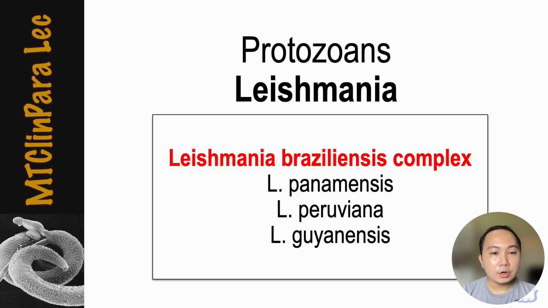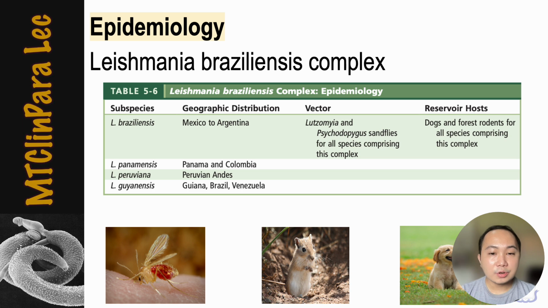Next one is your Leishmania braziliensis complex. So this is mainly in the Brazil region, which comprises L. braziliensis, L. panamensis, L. peruviana, and L. guyanensis. So this is still geographically distributed in the New World, your South and Central America. For braziliensis, Mexico to Argentina; L. panamensis, Panama and Colombia; L. peruviana, Peruvian Andes; and L. guyanensis is Guyana, Brazil, and Venezuela.